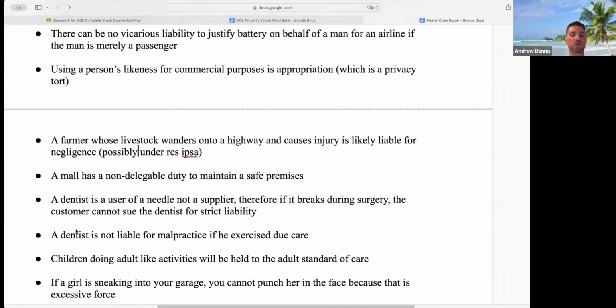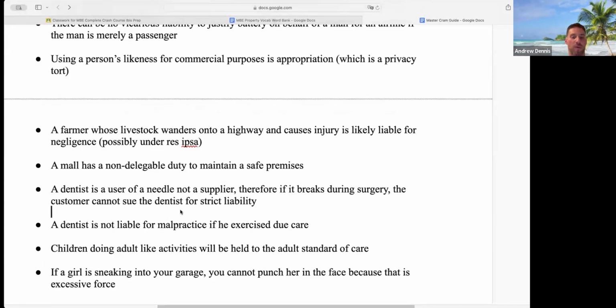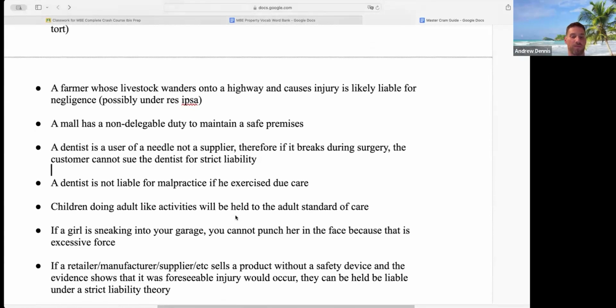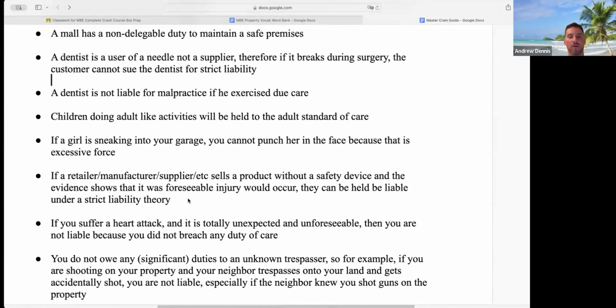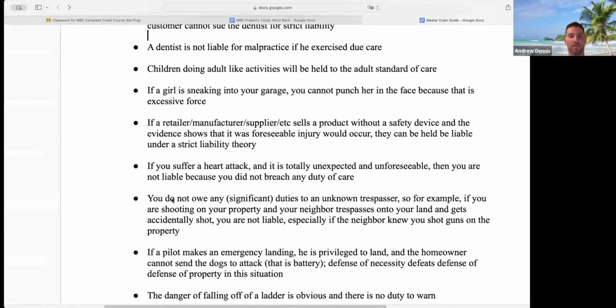A dentist is a user of a needle, not a supplier. Therefore, if it breaks during surgery, the customer cannot sue the dentist for strict liability, products liability. You would have to sue the producer or manufacturer of the needle. The dentist would probably be the one who sues them. A dentist is not liable for malpractice if he exercised due care. Children doing adult-like activities will be held to the adult standard of care, like driving the motorcycle or riding the boat, as Meg likes to say.